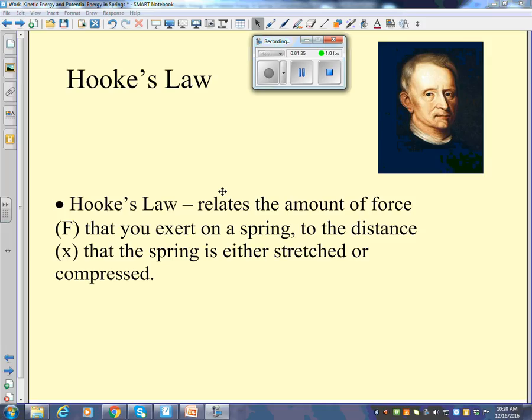I haven't told you what Hooke's law is. I'm just telling you what it's going to do. It's going to relate the amount of force that you exert on a spring to the distance that you stretch it or compress it.